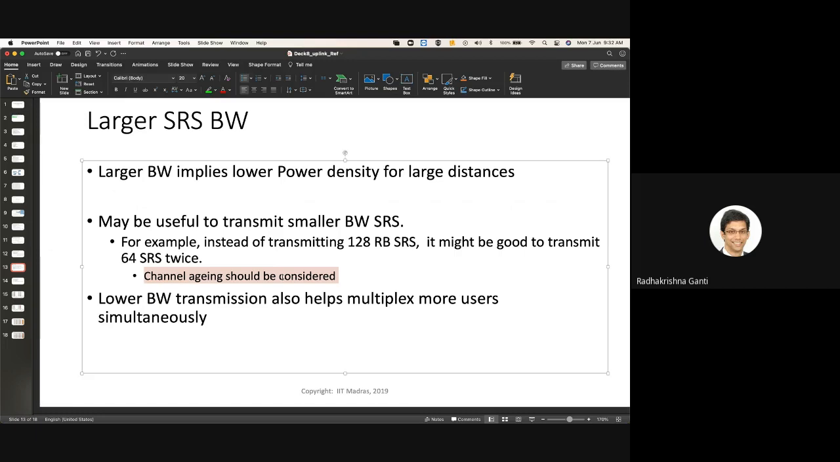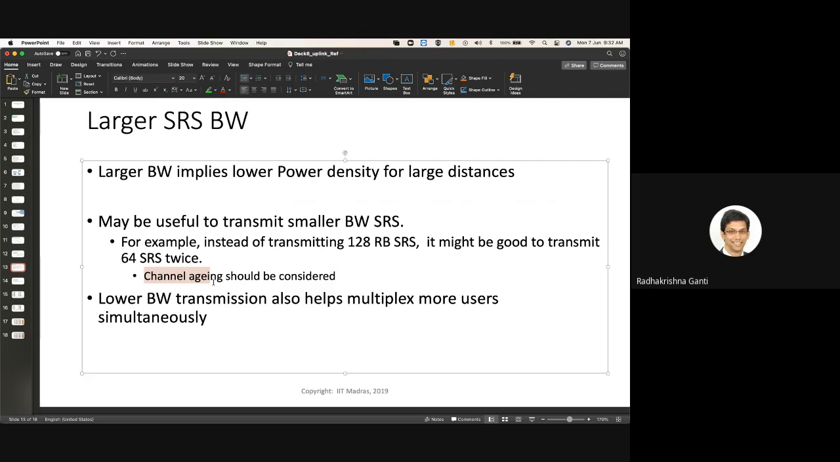The channel changing over time is called channel aging. It's a technical term; if you look at papers, they call it channel aging. Even in a short span of time, this is channel aging. No, in a short duration it won't change, sir.